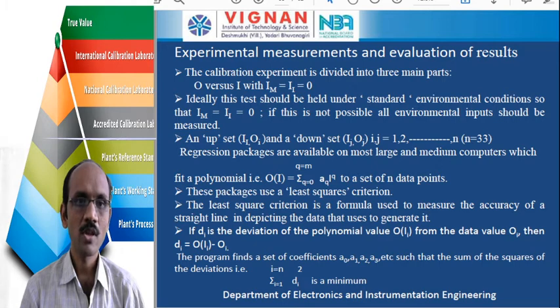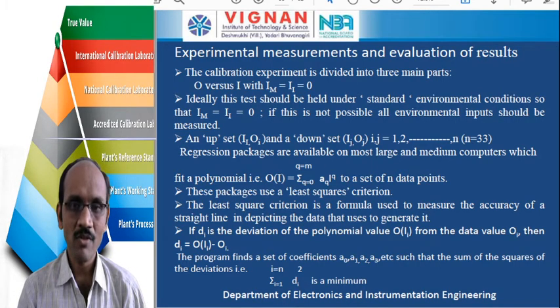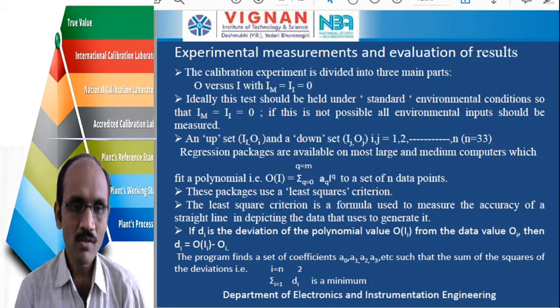Okay, good morning. So today we'll see the experimental measurements and evaluation of results. Generally the calibration experiment is divided into three main parts. While we are performing the calibration, there are different ways of calibrating any instrument. Here we are going to be calibrating the system by giving known inputs to the system and finding the output values.